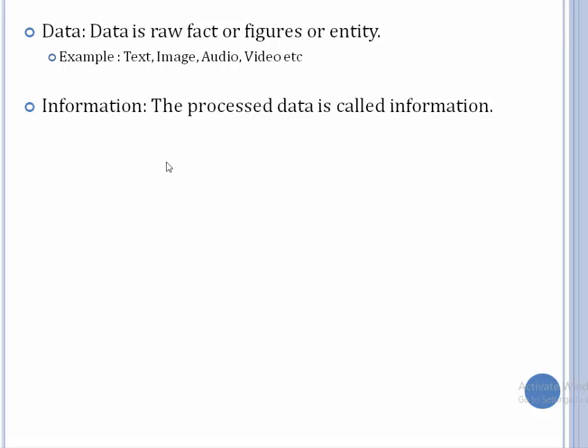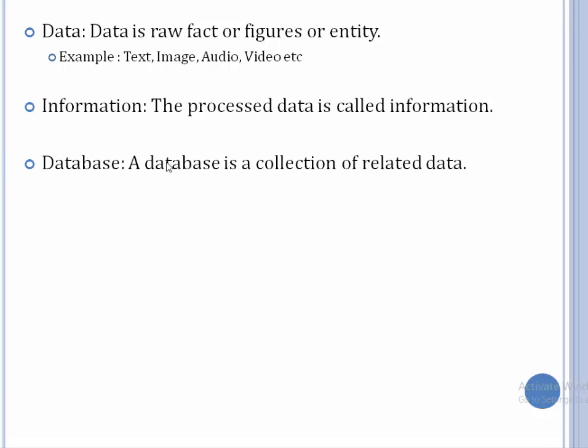Simply to remember, data is a raw fact or figure or entity, and information is processed data. And again, as I told, a database is a collection of logically related data. See here, in your examination, these questions may be asked for 2 marks: define data, information, and database. In that case, you have to define all these terms with an example.